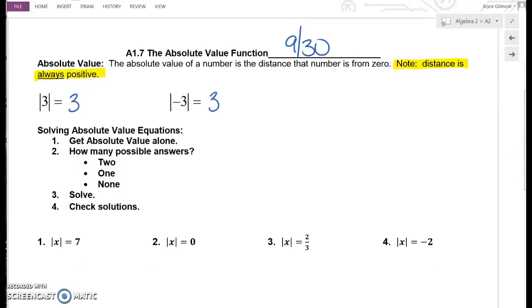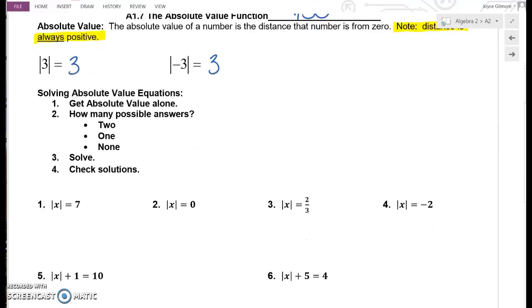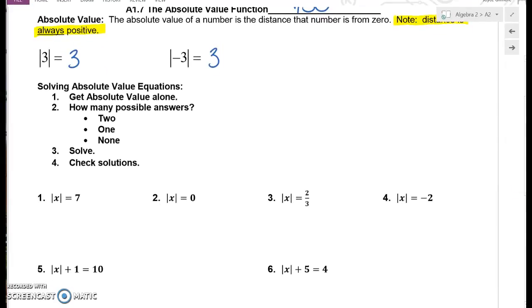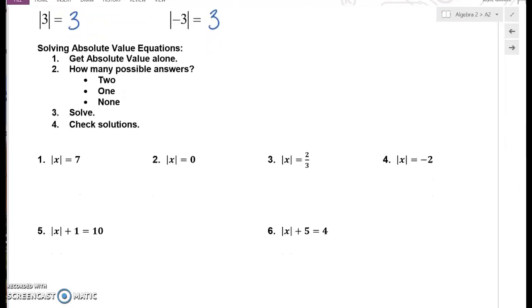We're going to talk about this stuff a little bit as we do the examples, but our general steps today are going to be: get the absolute value alone. Take a look at 5 and 6. Do you see how in numbers 5 and 6 there's something else besides the absolute value there? We'd have to get rid of that first and then deal with the absolute value. Once we have the absolute value alone, we're going to talk about how many possible solutions there's going to be, 2, 1, or none, and then solve.